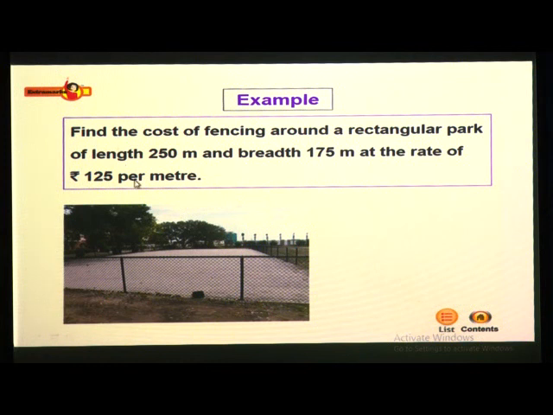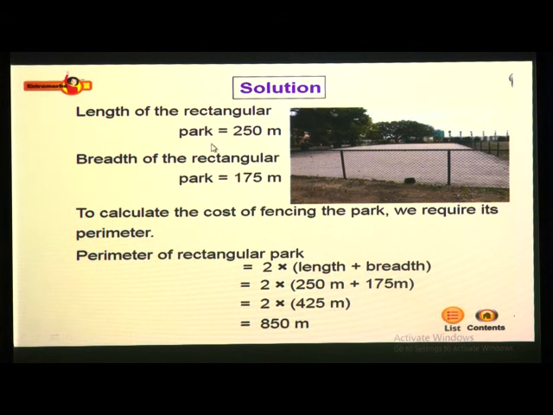You can see the length is 250 meter and the breadth is 175 meter. Now, we will find the perimeter of this rectangular park first. The length of the rectangular park is given as 250 meter and the breadth as 175 meter. To calculate the cost of fencing, we require its perimeter. So, for the perimeter of the rectangular park, we have the formula 2 into (length plus breadth).